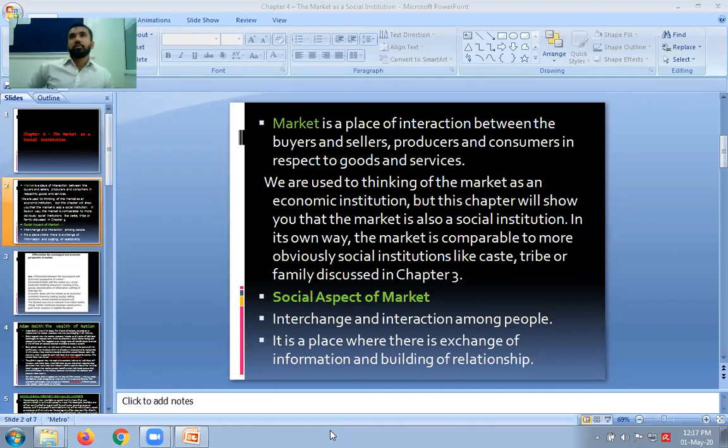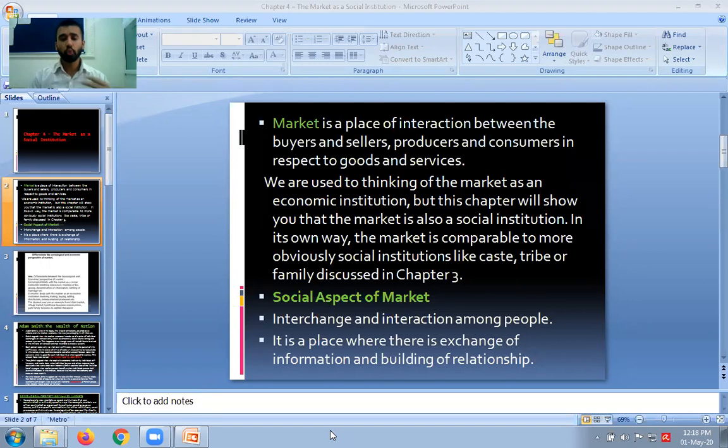Now, suppose I'm going to a market from a very long time. I always buy certain clothes from a particular shop. I always buy certain gadgets like a smartphone, iPhone, or anything like that. I always buy it from a particular person.